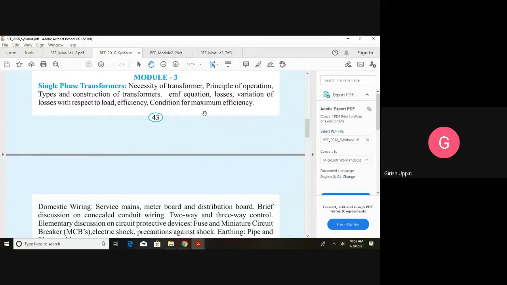This particular module is very important and very easy, and you should make sure that you prepare 100% the theory questions, and also the problems are substitution kind of problems, so you should not miss out. The most important questions from this one are the EMF equation, then losses, then condition for maximum efficiency. These are the most important questions apart from other questions, and problems based on the EMF equation and problems based on the condition for maximum efficiency. Those things are very important.